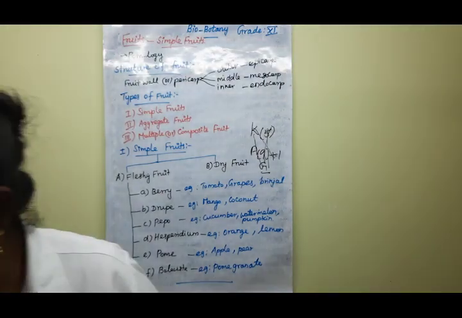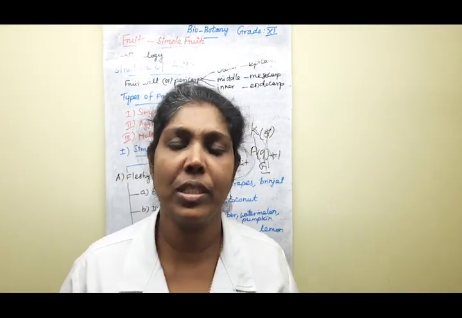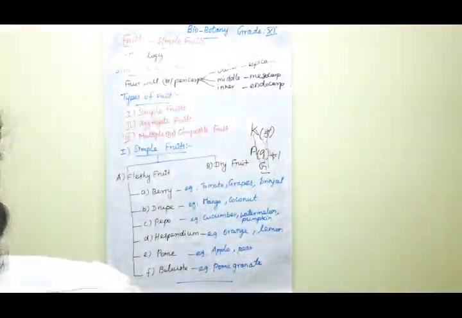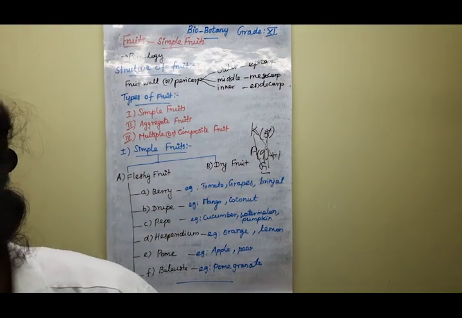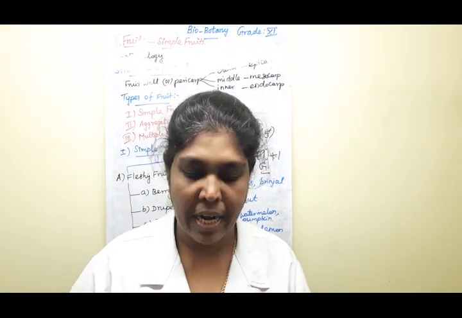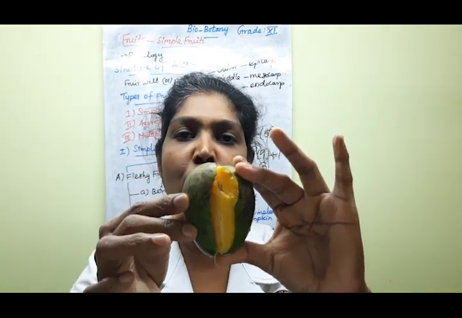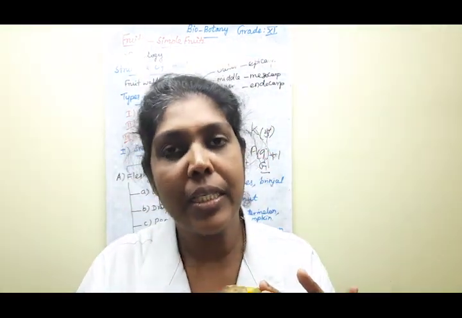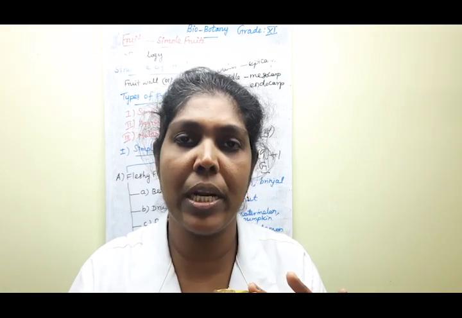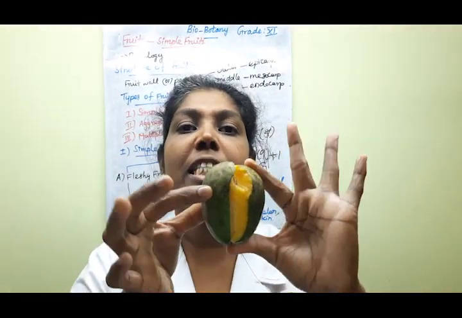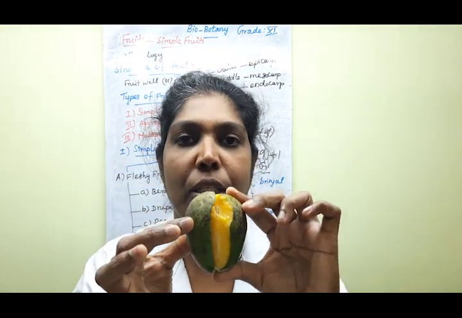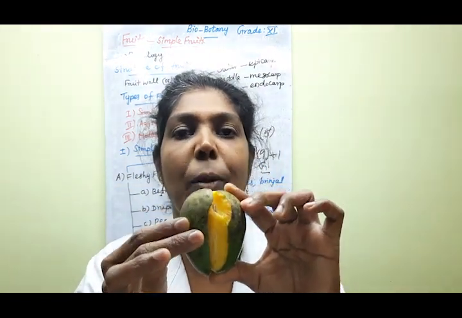The next one we are going to learn about is the drupe type of fruit. This drupe type of fruit means, all of you listen, the best examples are mango and coconut. These are the examples that come under the drupe type of fruits. Here it is a monocarpellary condition. Okay, this is the monocarpellary condition.